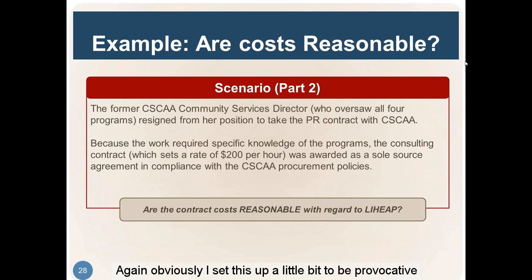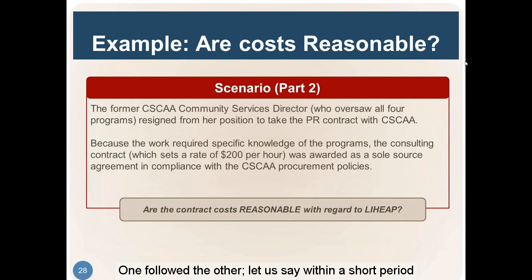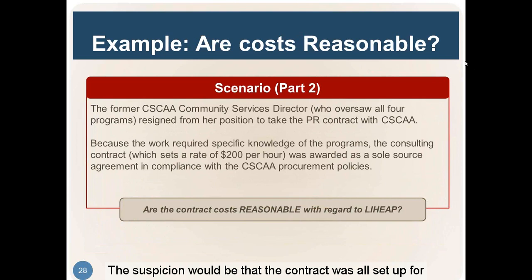And again, obviously I've set this up a little bit to be provocative, but let's say one followed the other within a short period of time. The suspicion would be that the contract was all set up for this particular person, but that wouldn't be something you could really know for sure.